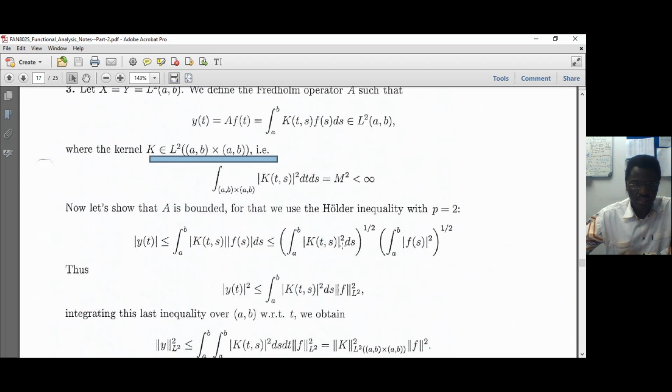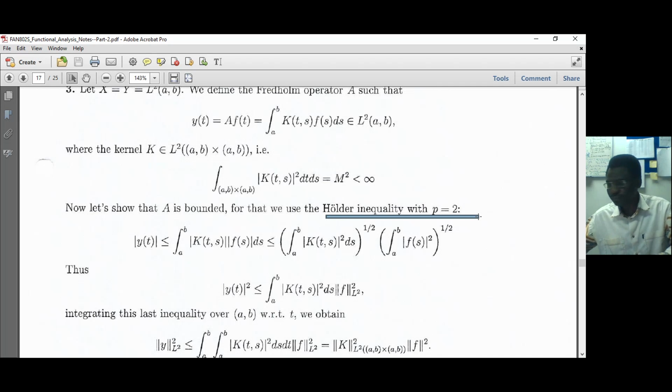Now, in order to show that A is bounded, we use the Hölder inequality. Let me share what we did last time, where I defined the Hölder inequality. You will see that this will be straightforward if you use that. Let me first copy. I hope this Fredholm operator was already defined. We quickly do that before moving on.